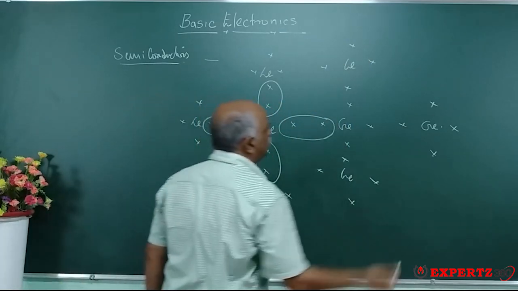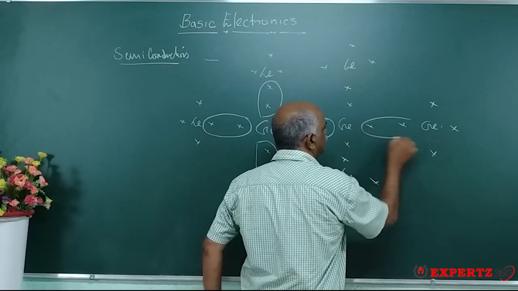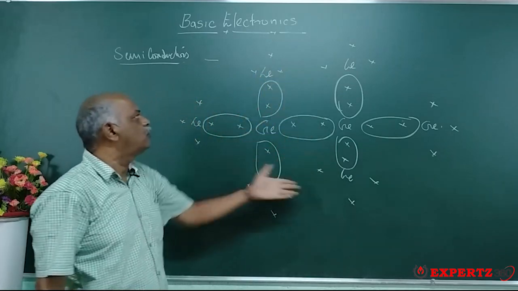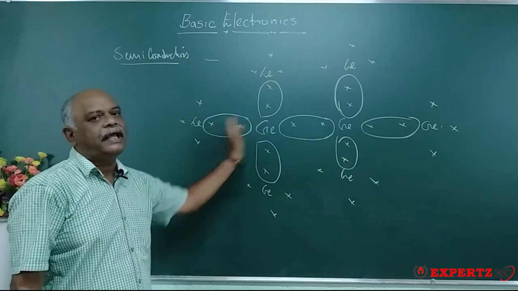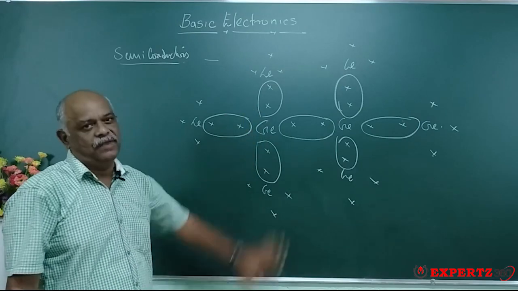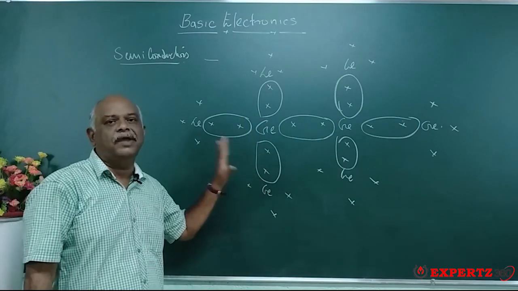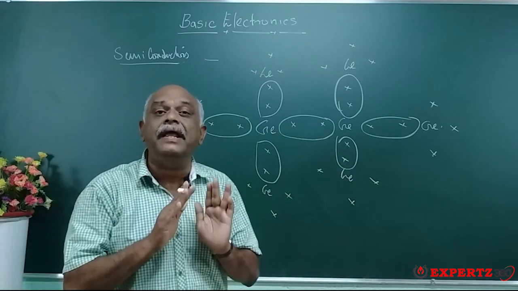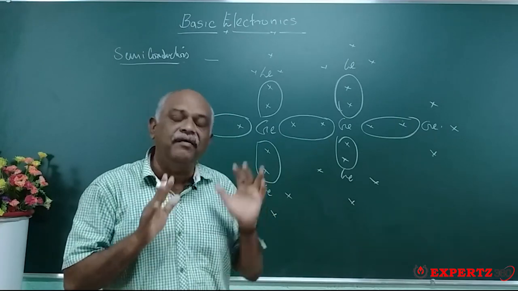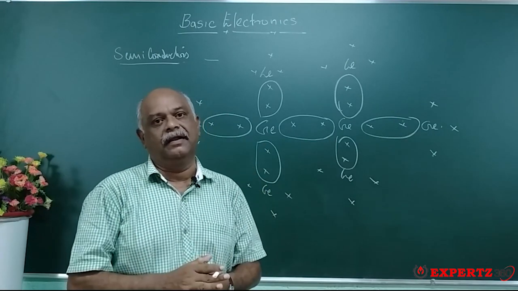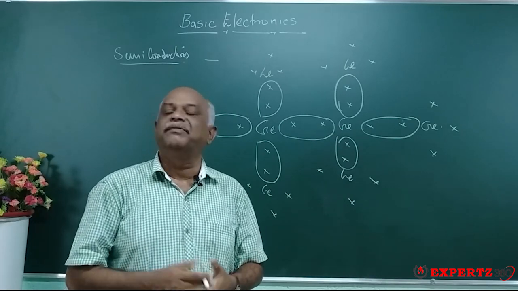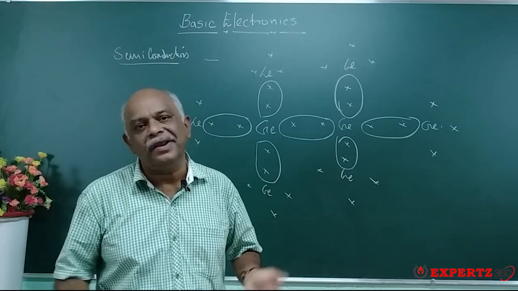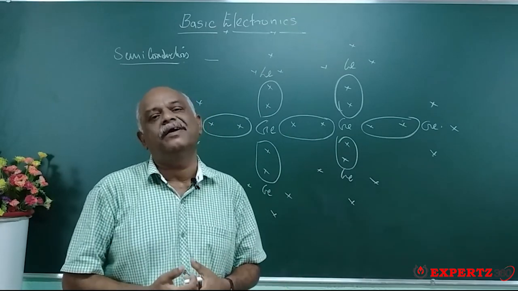Here also we will have the same. So let us see this one. All these germaniums are going to share the electrons and be in the stable state. Once it is in the stable state, you don't have any free electrons, so the conduction band is empty of free electrons. What does it mean? If the conduction band doesn't contain any electrons, it has the property of an insulator. There is no free electron for conduction.